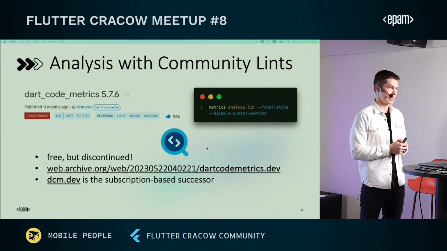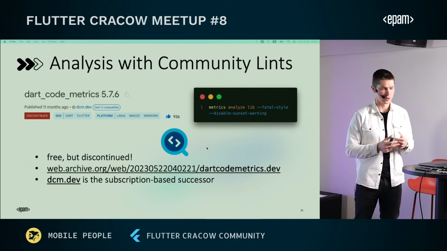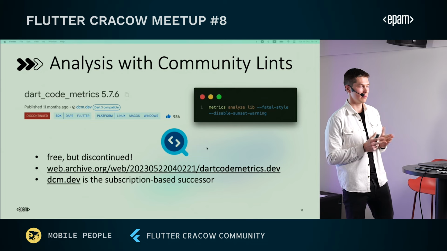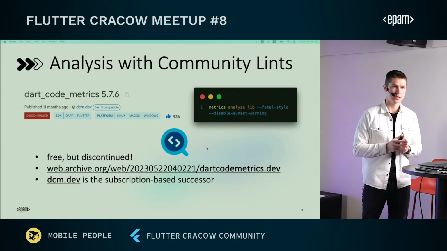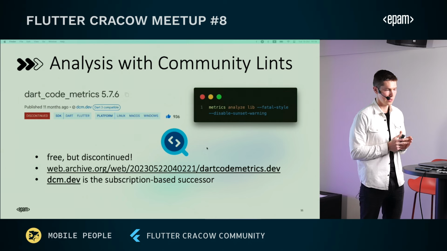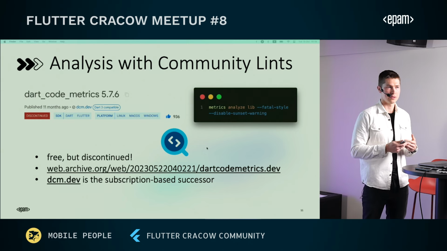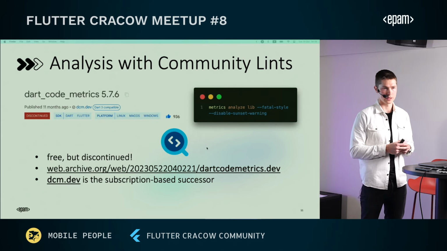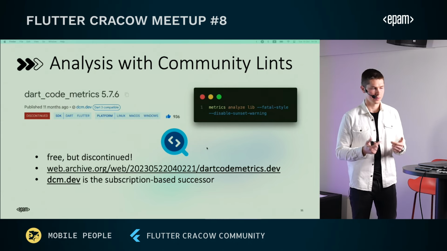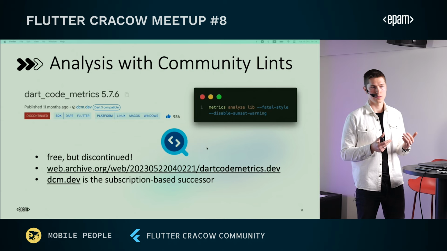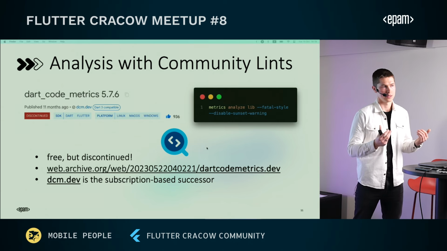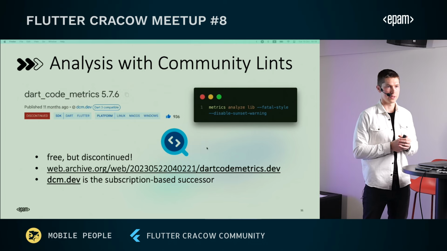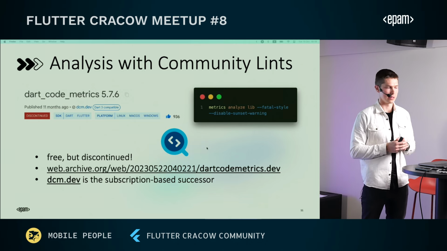Dart Code Metrics has been the most well-known and used package in this area. It was introduced more than 4 years ago, back in 2020. Our teams have been using it really a lot. And even though it was discontinued last year in favor of DCM, it is still possible to use the old and free version. And DCM is its successor, which is a paid alternative. So if you have resources to pay for it, I also recommend checking out this tool. The guys are doing a really, really awesome job there.